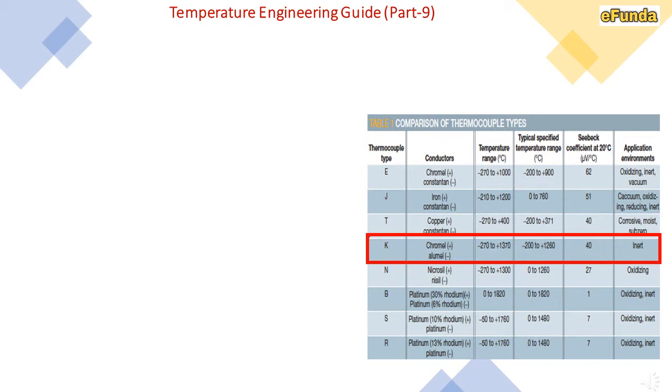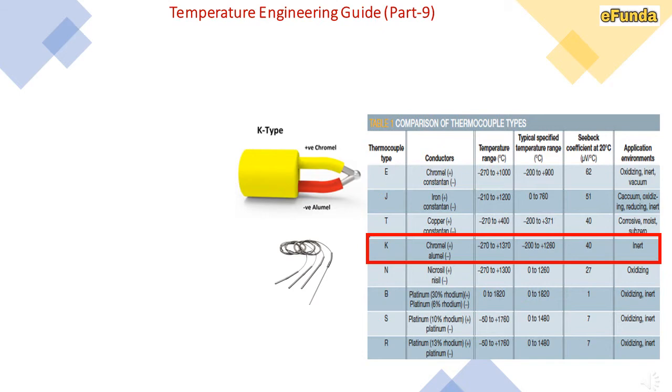Here one can see the configuration, that is the K type. K type is defined as chromel and alumel. Chromel is the positive side and alumel is the negative. One can see in the figure where K type is defined, with yellow color being chromel and red being alumel. This is how the thermocouple type K is defined, and the lead wires one can see below this figure.